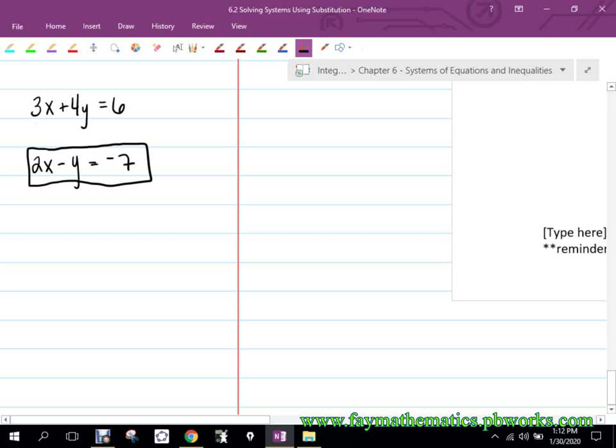Could I subtract 2x from both sides? That would leave me with a negative y, right? Okay, so let's add y to both sides first. Let's do this both routes. If I add y to both sides first, I get 2x on the left-hand side, and then negative 7 plus y, right?